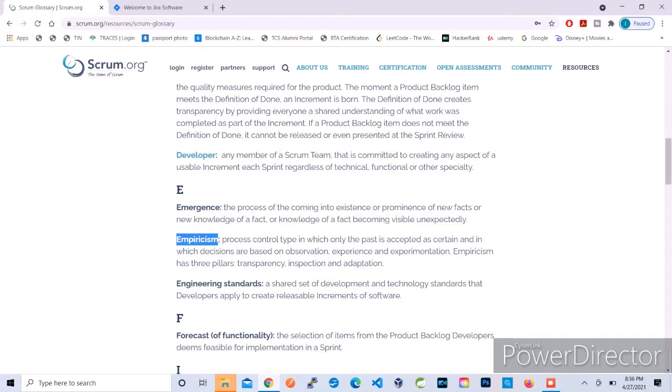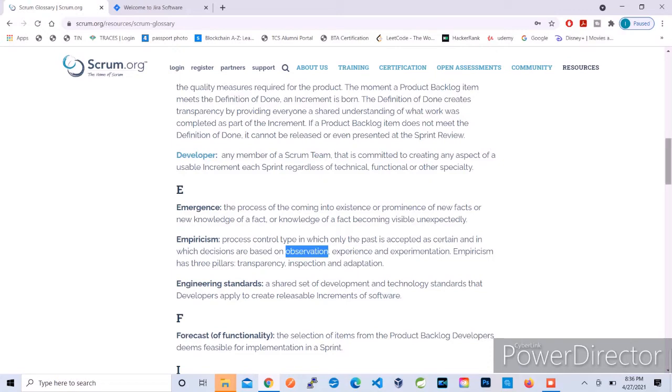Empiricism, it is very important, at least from the exam perspective, if anyone is interested in a certification. So empiricism has 3 pillars. It has transparency, inspection, and adaptation. So process control in which only the past is accepted as certain and in which decisions are based on observation. So you can take a decision based on past performance or observation.